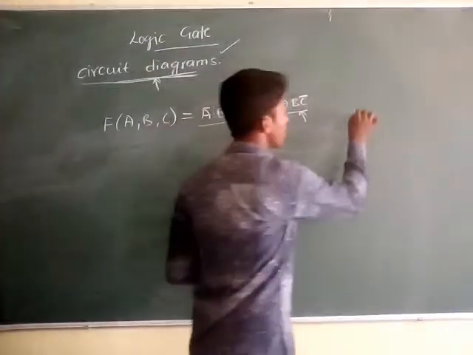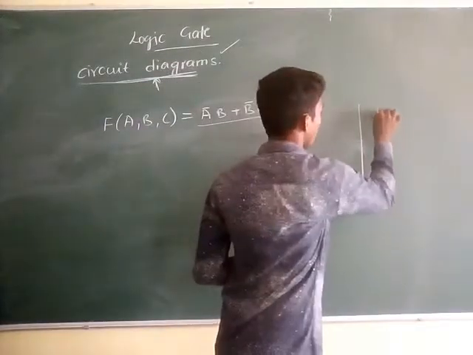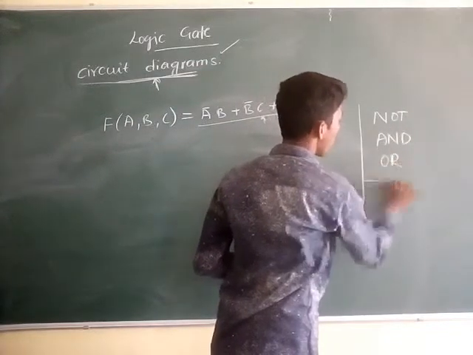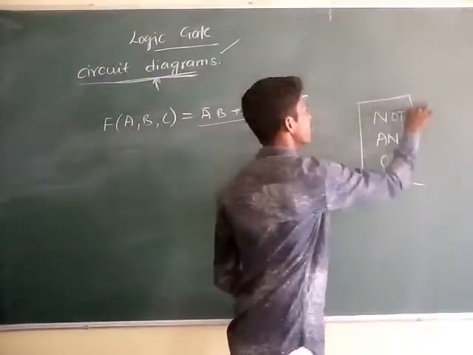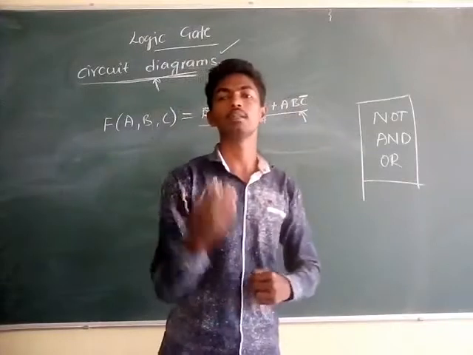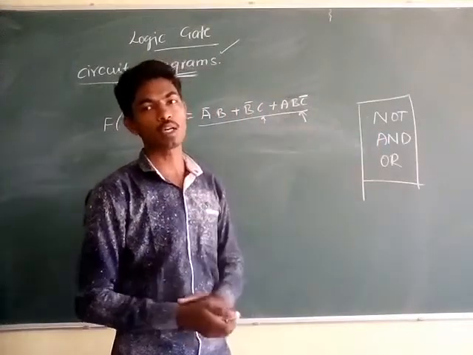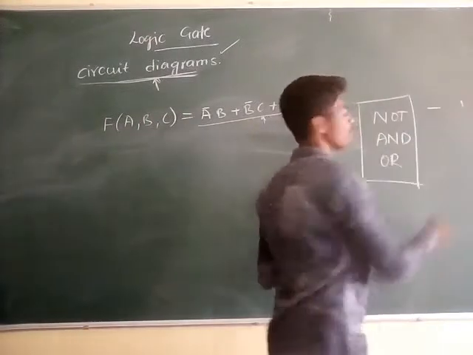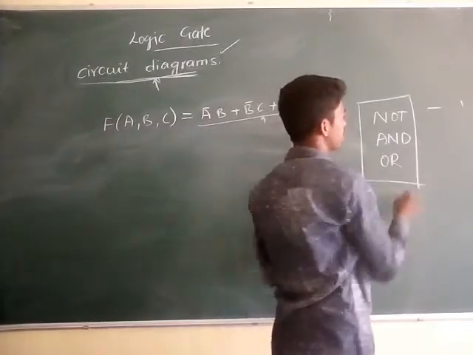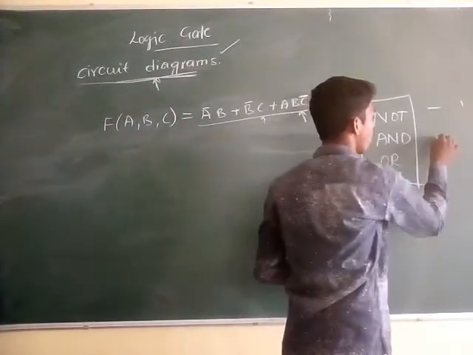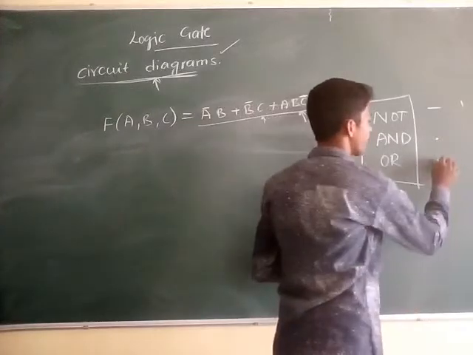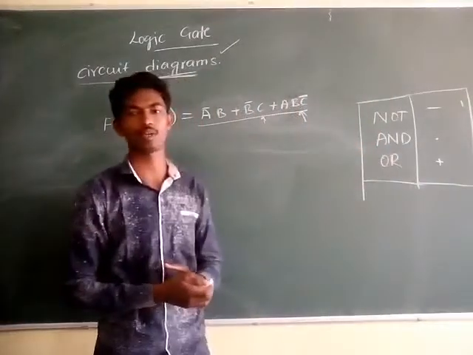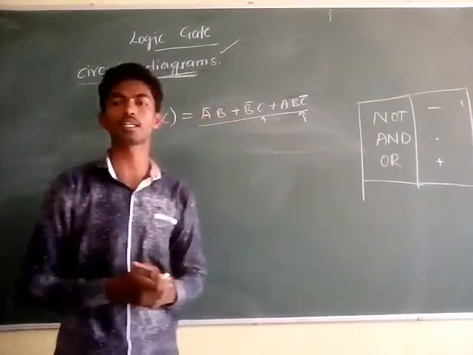First, we have the basic gates: one is the NOT gate, another is the AND gate, and another is the OR gate. Keep in mind these three logical operations and the mathematical symbols used to represent them. For the NOT gate we use the bar, or an inverted comma. For the AND operation we use the dot, and for the OR operation we use the addition symbol, that is logical addition.